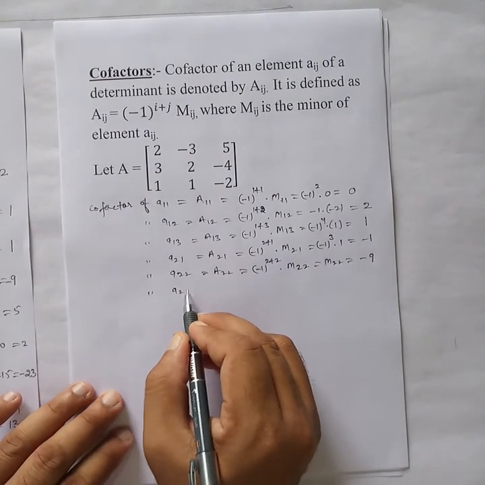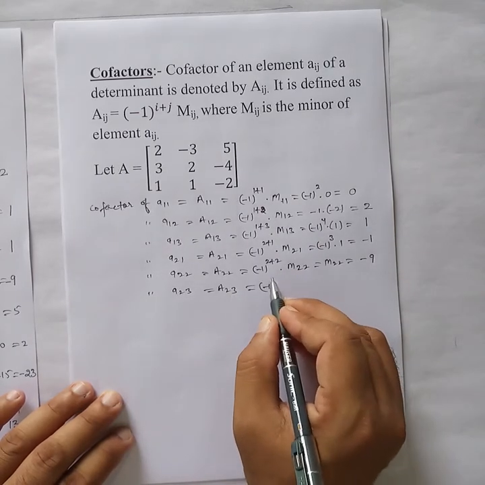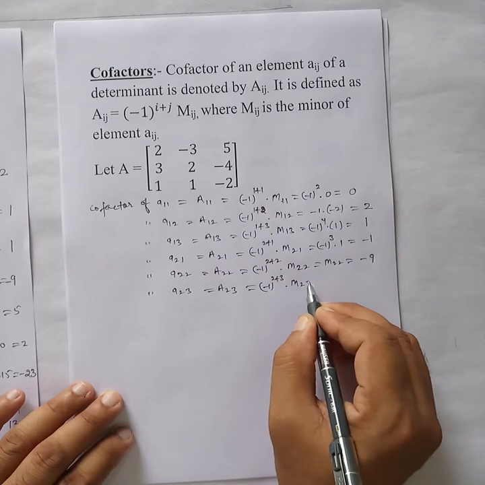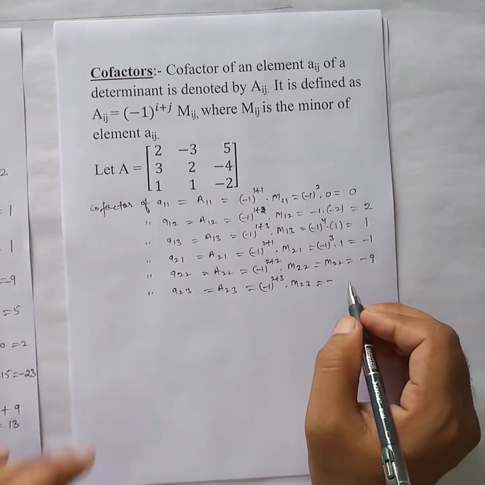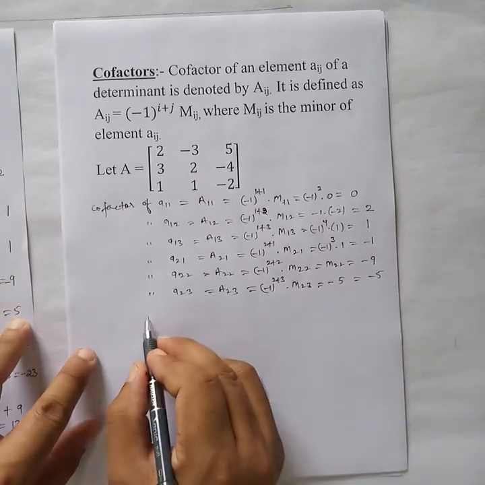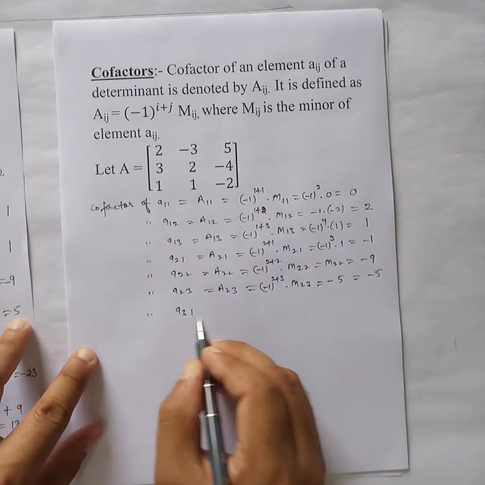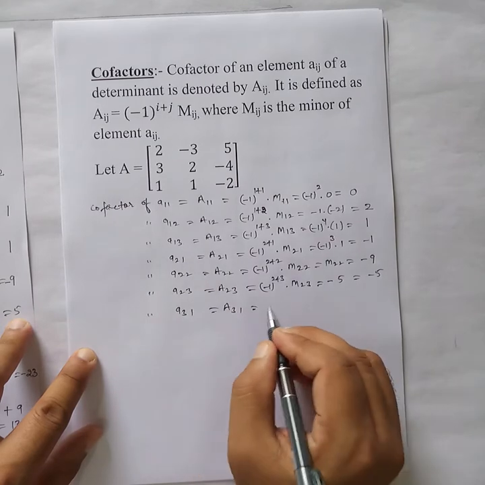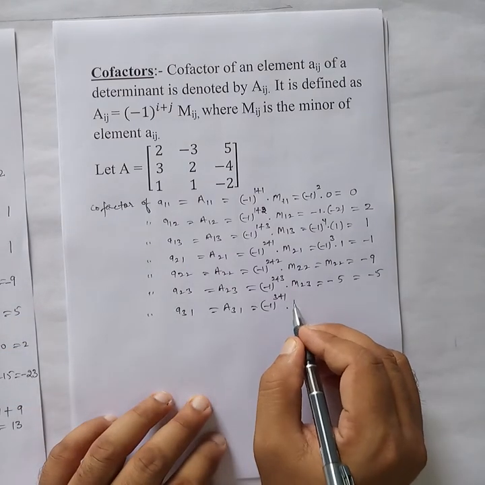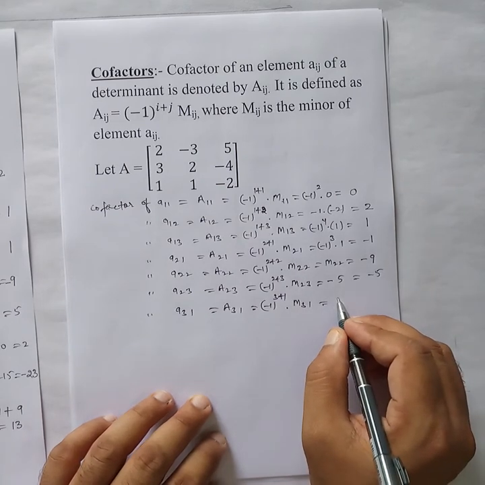Similarly, cofactor of element A23, it will be capital A23. It will be minus 1 raised to power 2 plus 3, sum is odd here, into M23, that is you have to put negative sign before the minor, and minor is 5, so you get minus 5. Similarly, cofactor of this element A31, it will be capital A31, that is minus 1 raised to power 3 plus 1, sum is even, into M31, and M31 is 2, so you get answer 2.